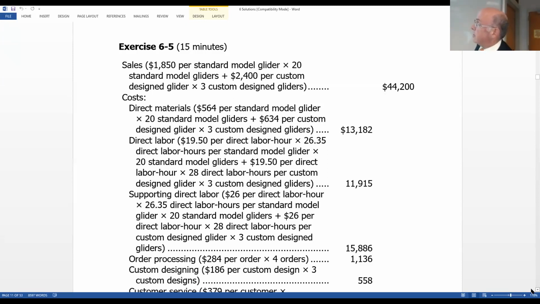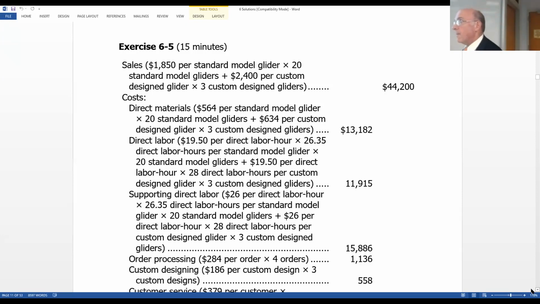$1,850 per standard model. And they sold 20 of those, so you multiply that by 20. And then the other model, the custom model, $2,400 per custom model. They sold 3 of those, so you multiply that by 3. So the total sales, $44,200.